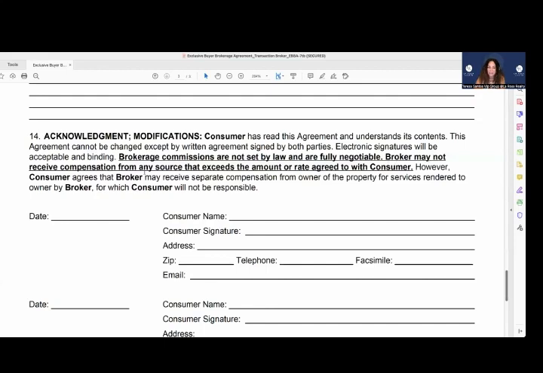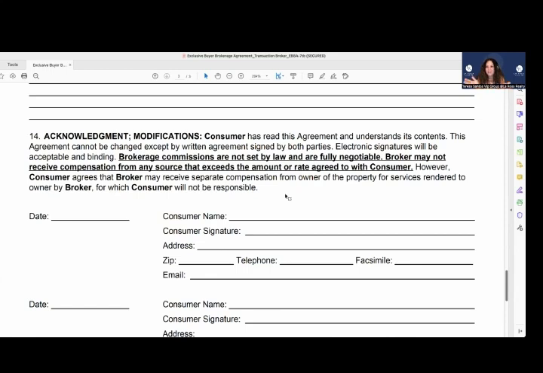Broker may not receive compensation from any source that exceeds the amount of rate agreed to with the consumer. Again, if we put 3% on this agreement and the listing site is paying 4%, you cannot charge the 4%. You can only charge the 3% that you agreed to charge the consumer. Okay. However, I love that word. Consumer agrees that broker may receive separate compensation from the owner of the property for services rendered to the owner by the broker, for which consumer will not be responsible.